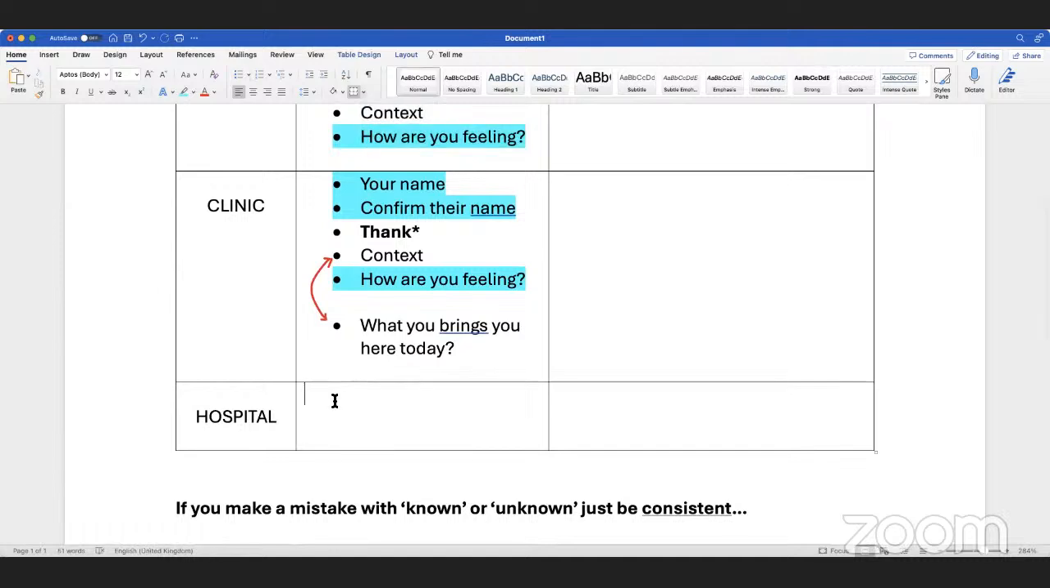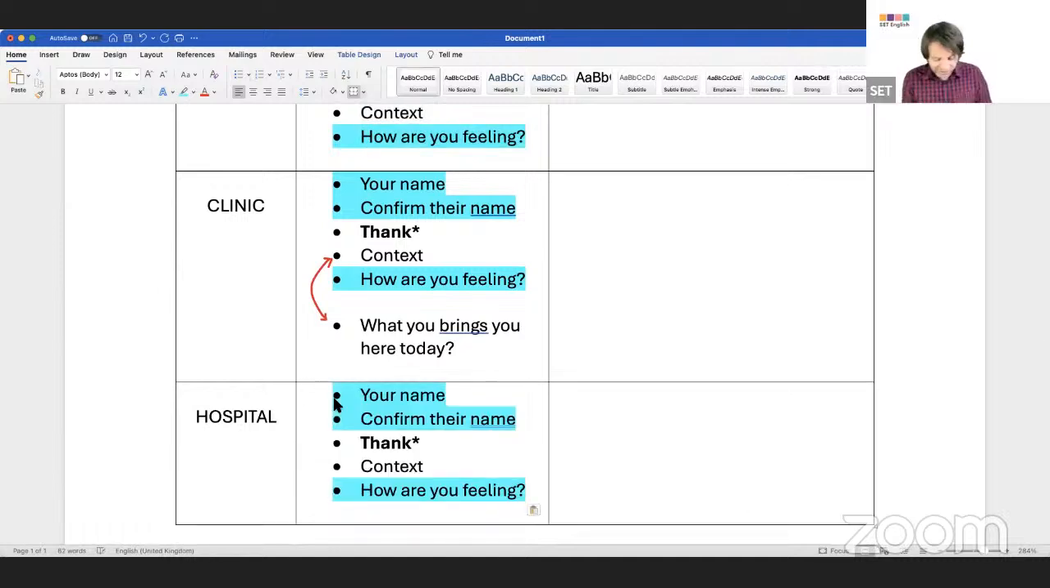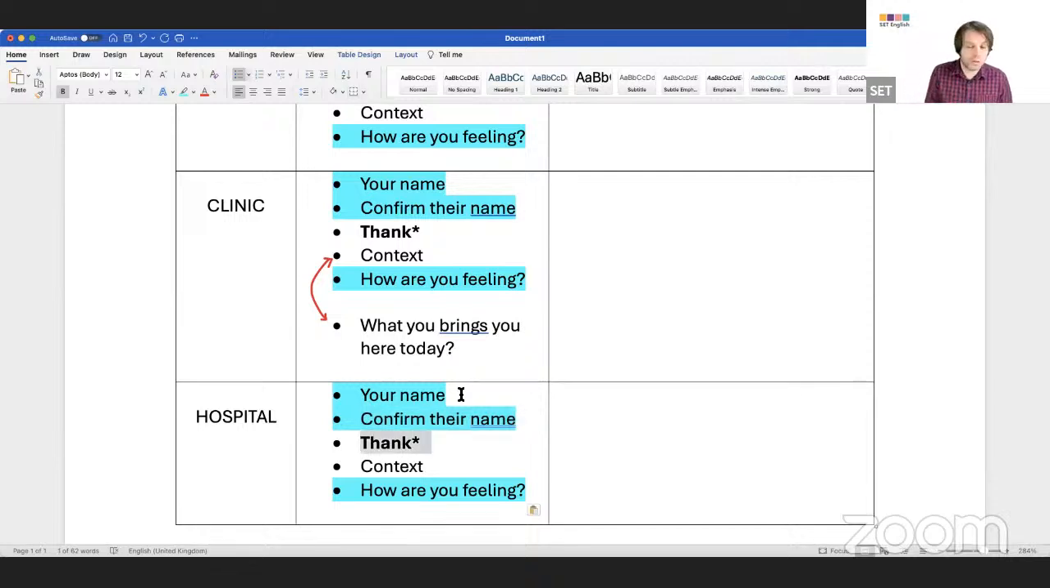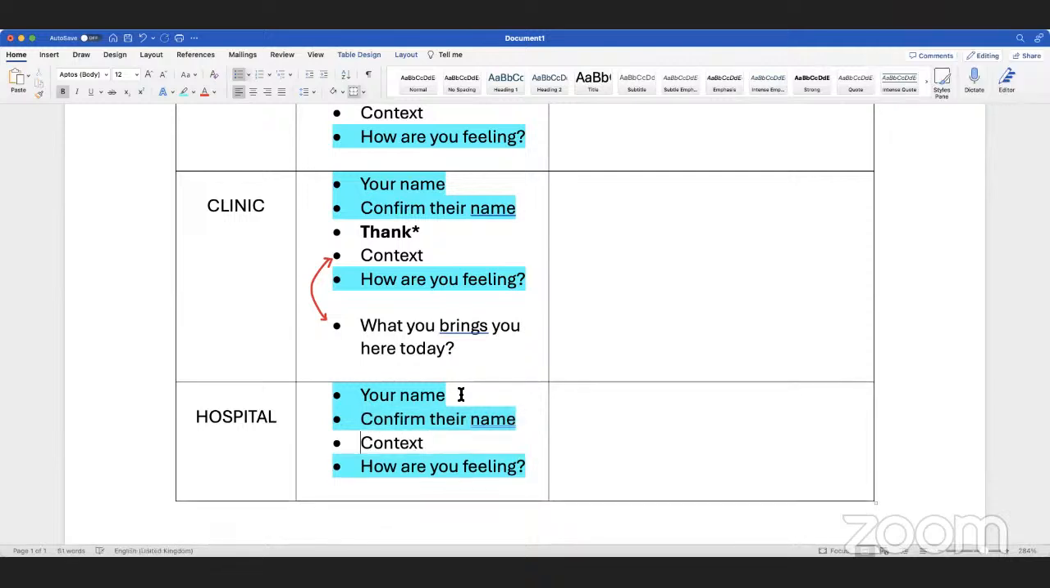Your name, confirm patient. Not clinic, hospital. What do I do in a hospital? Do I give my name? Do I say, hi, my name's Alan. I'm one of the nurses in this hospital. Yes. Do I say, can I confirm your name, please? Yes, definitely. Do I say, thank you for coming into my hospital? No, thank you. Okay, because it's a bit strange to say that in a hospital.